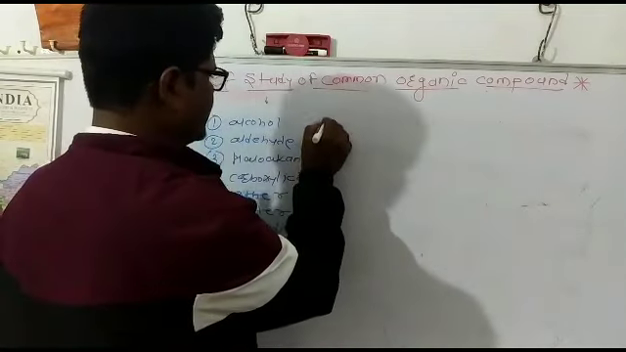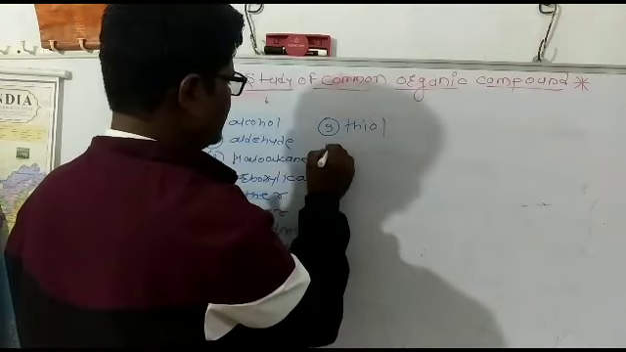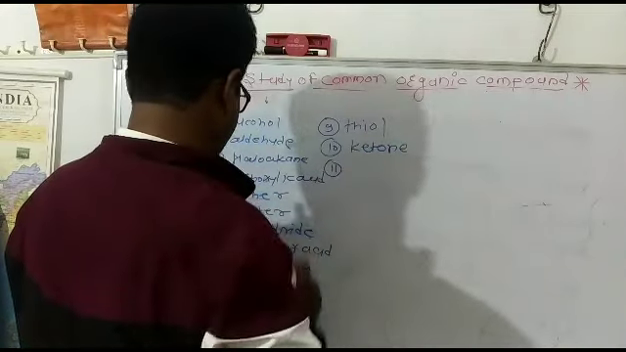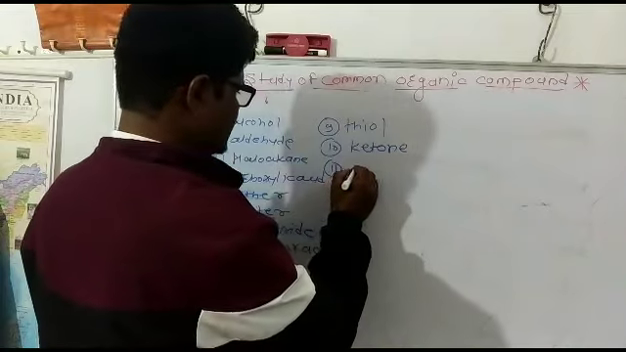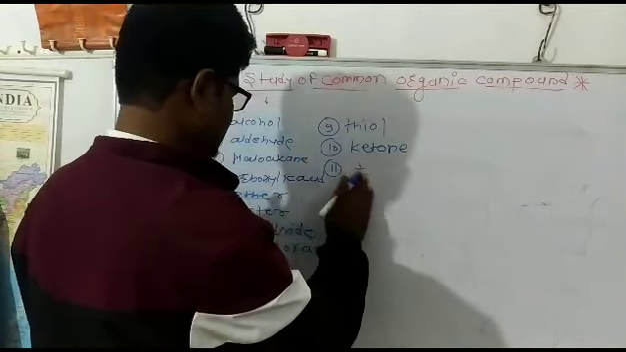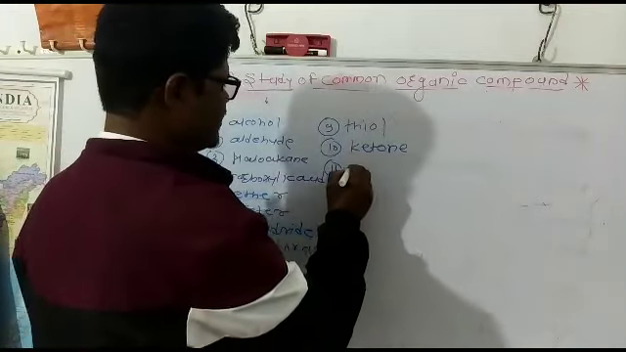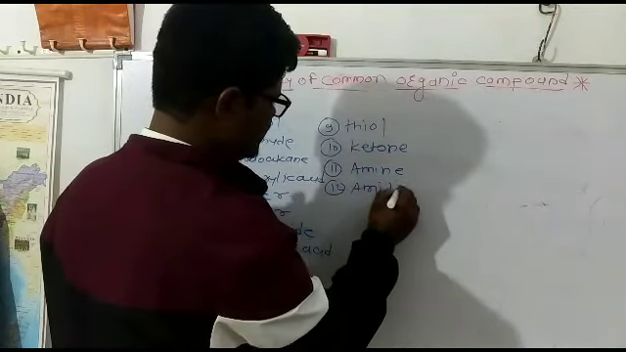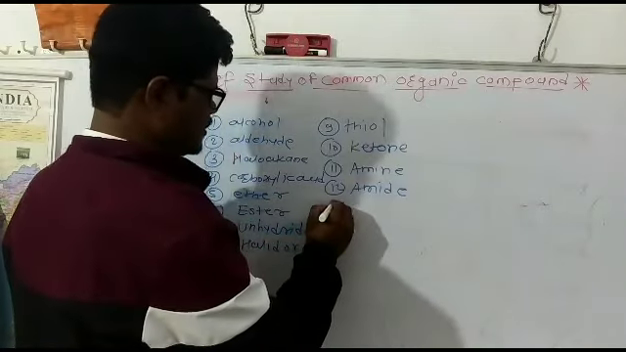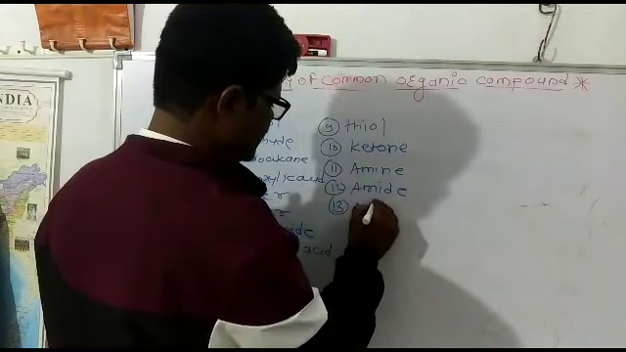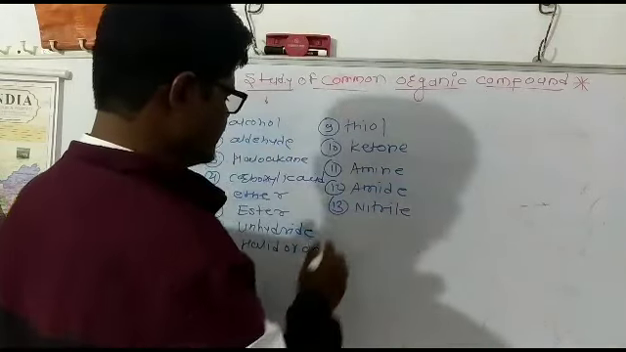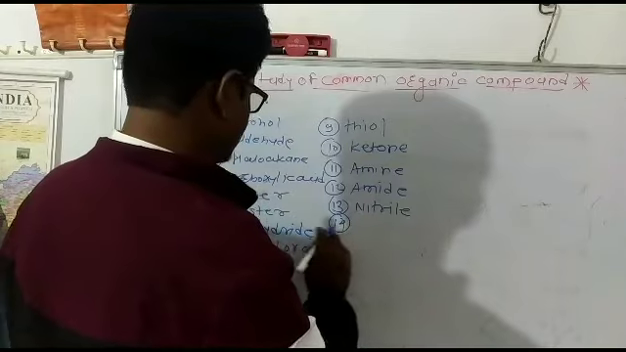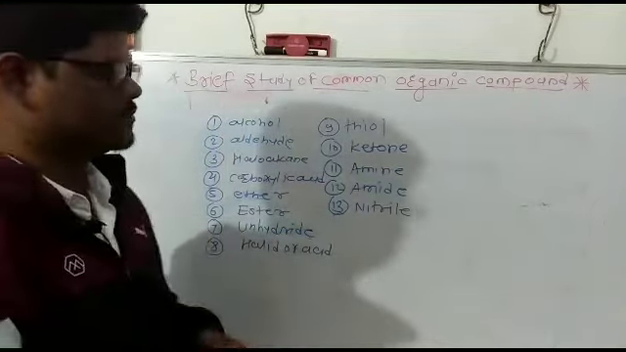Ninth is thiol, tenth is ketone, eleventh is acid chloride. Yes, acid chloride and halide of acid are the same. After that amine is there, twelfth, then amide is there, and thirteenth is nitrile, and nitrile and cyanide are the same. Ether is already covered. So these are the common organic compounds.